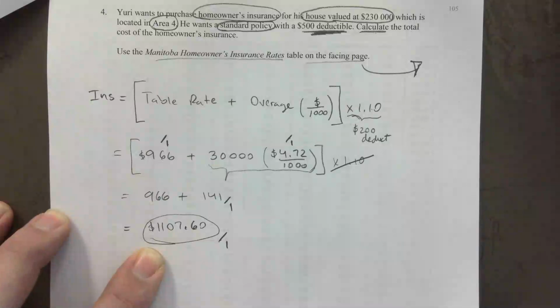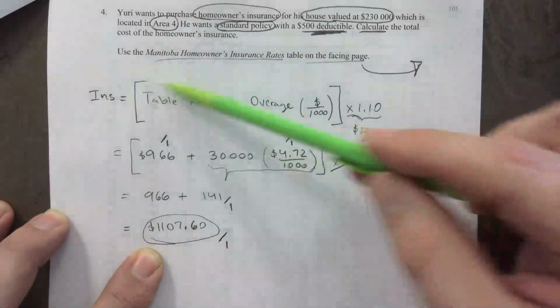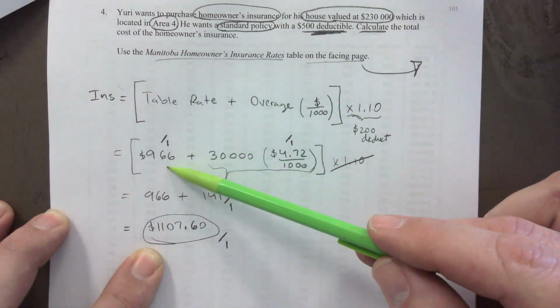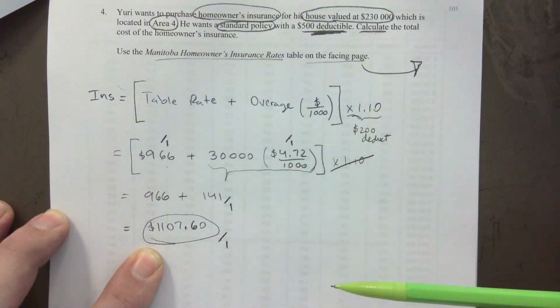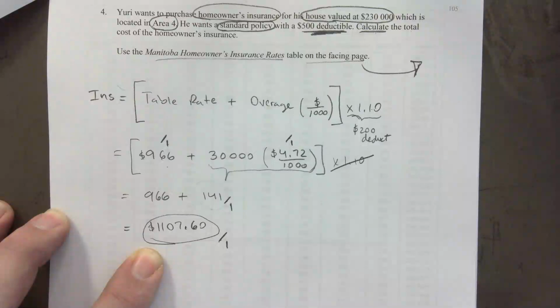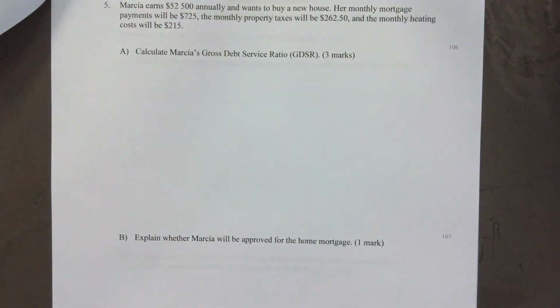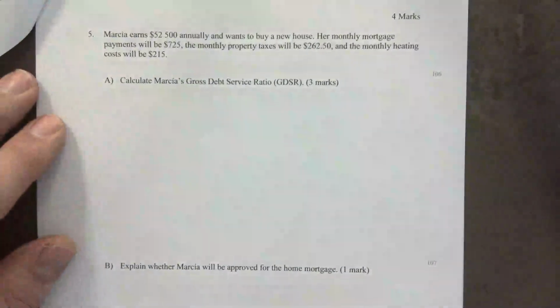Okay? I'm just going to warn you. What could have been different? It could have been that they asked you, how much do you pay for the first 200,000? That's A. 966 would have been the answer. B, how much would you pay for the additional coverage? The answer would have been 141. So could they break it down? Yes, they could. But just read carefully, think through it, and see how my formula could help you there. Okay. Next.